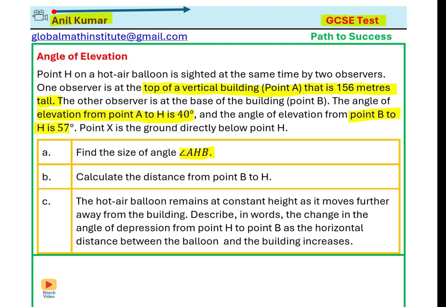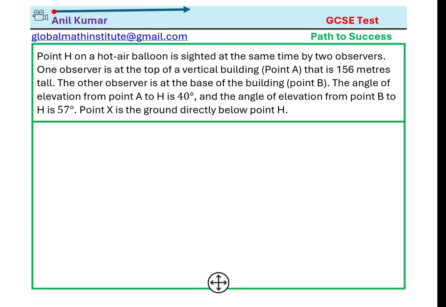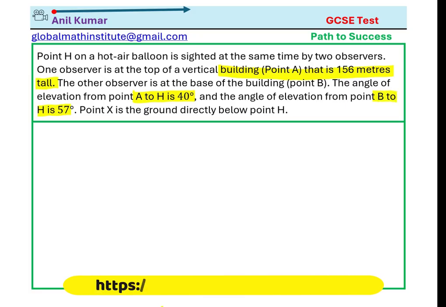We have our critical information, and let's sketch a diagram. Here again I have the whole information which we highlighted: a building 156 meters tall and two observers. A is on the top of the building and B is at the base of the building. A makes an angle of 40 degrees and B makes an angle of 57 degrees to the balloon. Okay, so let's try to sketch it.